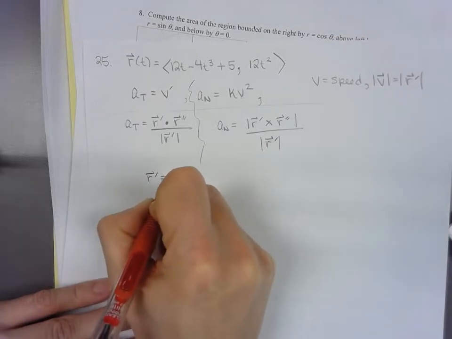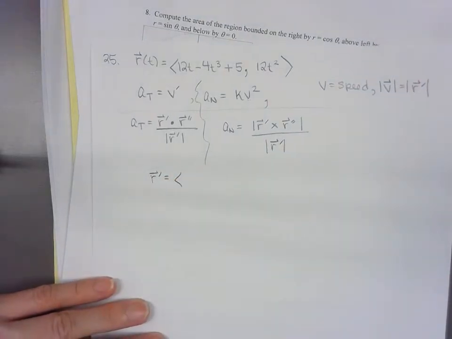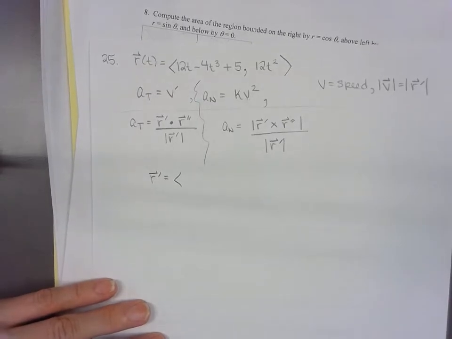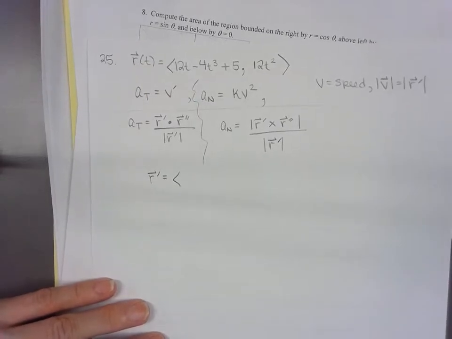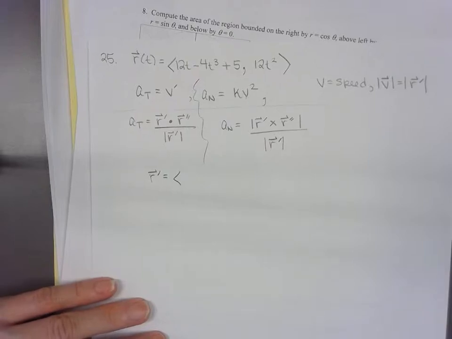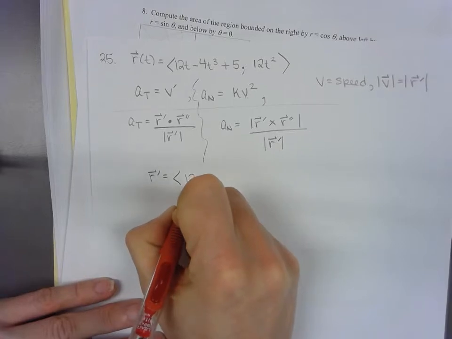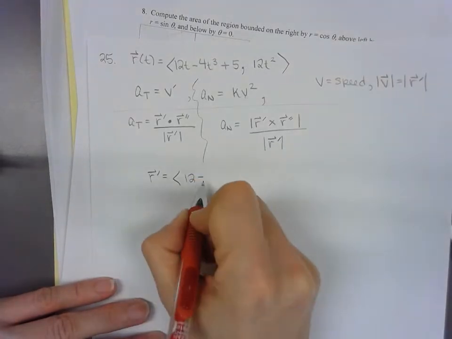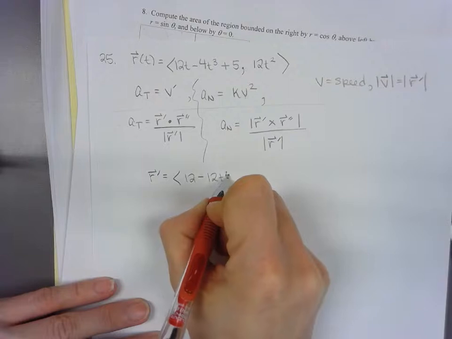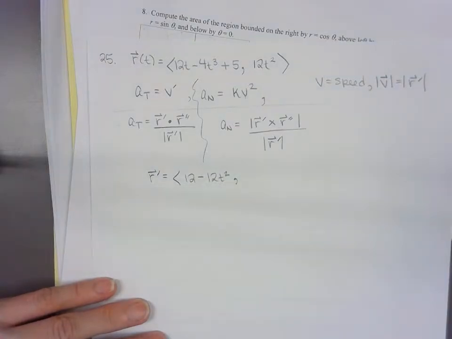So what is r prime? This one started out in i, j notation. I just put it in bracket notation because it's quicker. So that's why it only has two components, just i and j. So this is a two-dimensional problem. What is it for r prime? What's the first component? And then the second? 24t.